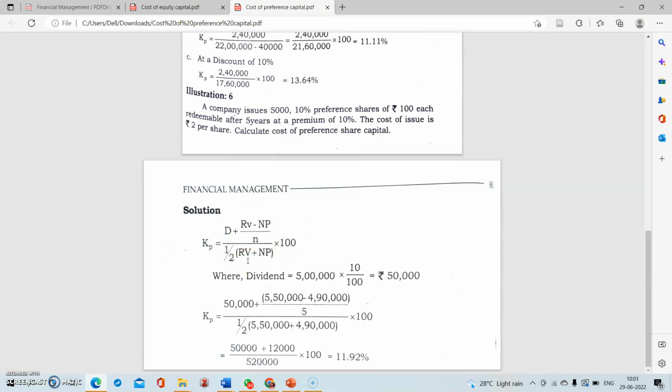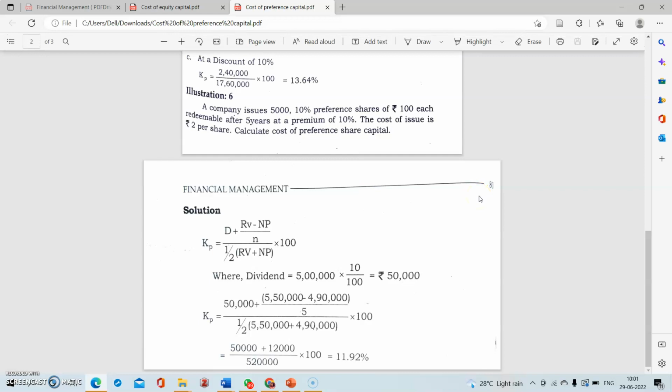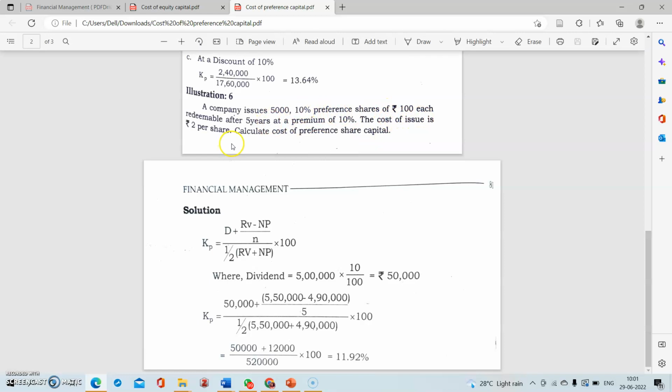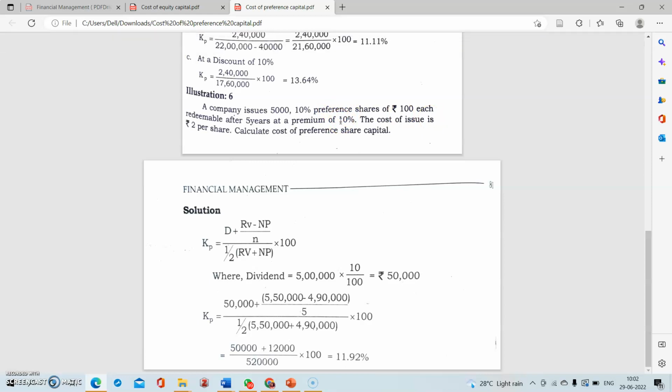And then you will have to just substitute and find. Here rupees 100 is the issue price, and when you are redeeming, you are giving an extra amount of 10%, and cost of issue is also given. So for net proceeds you have to deduct 2 per share. So what is the amount of dividend? Find out the par value, always dividend at par value. 5 lakhs into 10 by 100, 10% is the dividend, and you got 50,000. And 50,000 is the dividend.